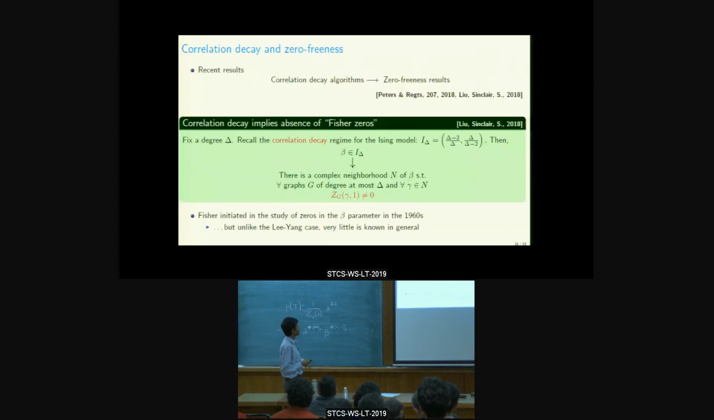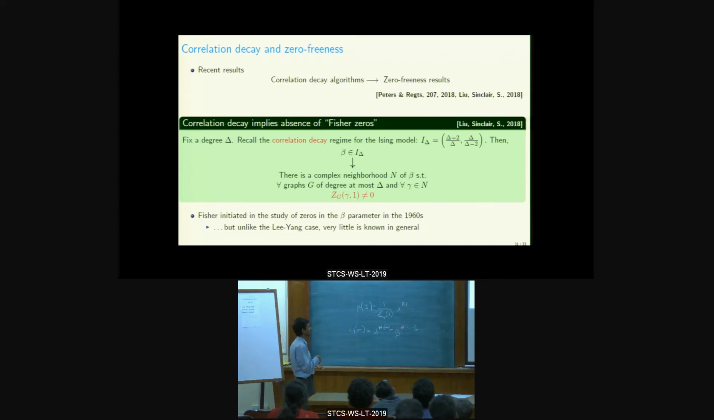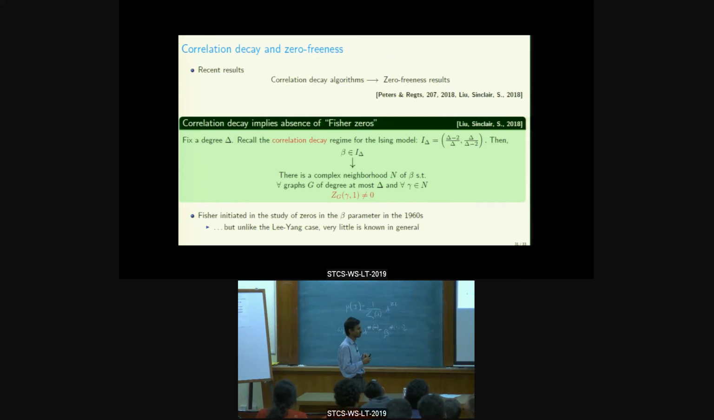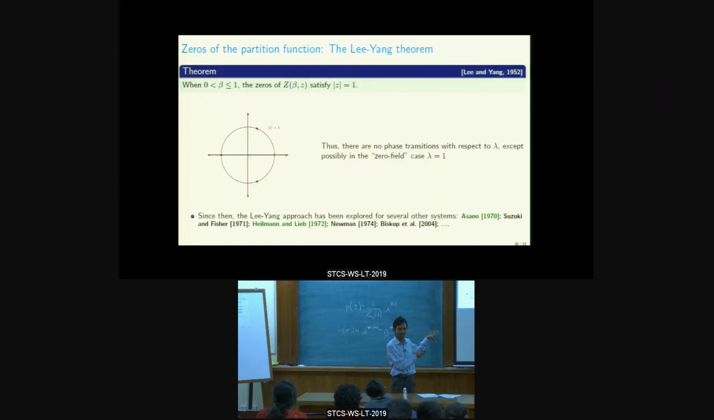Okay. So recently we have also been able to go the other way. So far we were trying to describe algorithms for counting problems. It turns out that ideas that you have in analyzing these algorithms can also be used to prove these zero-freeness results, which as I said are of interest in physics, or at least statistical physics, for modeling phase transitions.